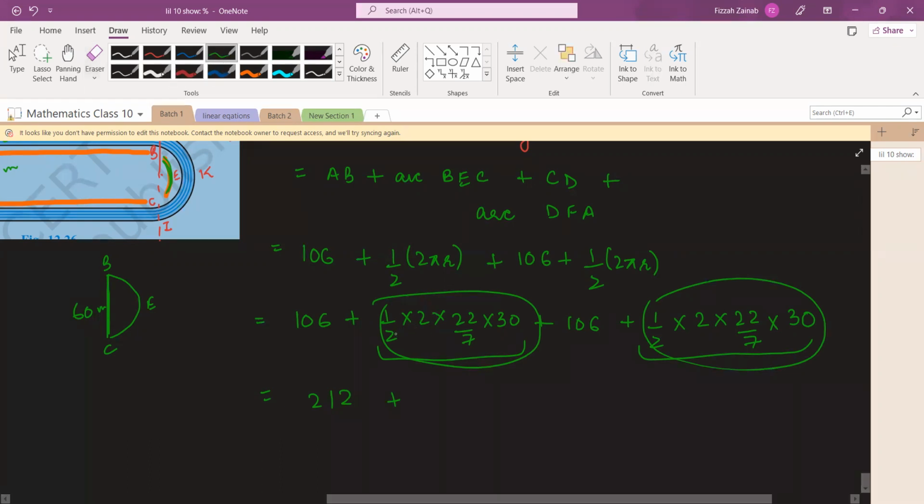Anyway, so let's solve this one. So half cancels out. You have 22 by 7 into 30. Now is that clear? And plus again, half cancels out. So you have 22 by 7 into 30. Is that clear?